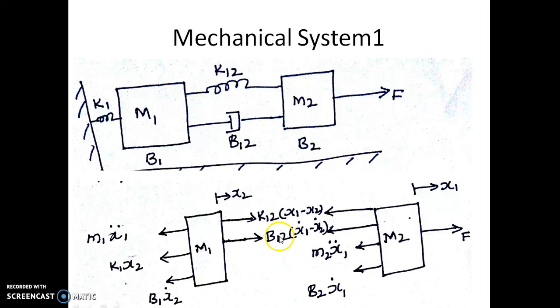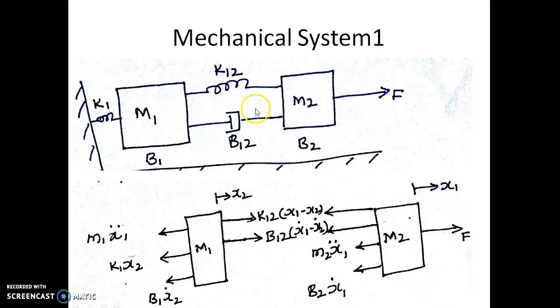So corresponding to B12, we have a relative displacement for this B12. So this side is moving by x1, whereas this side is moving by x2. The relative displacement of this B12 is actually x1 minus x2. The velocity corresponding to that displacement is x1 dot minus x2 dot. So that's why the opposing force for this mass due to the applied force is B12 into x1 dot minus x2 dot. Similarly, for the spring constant, we have the displacement on either side as x1 and x2 here.